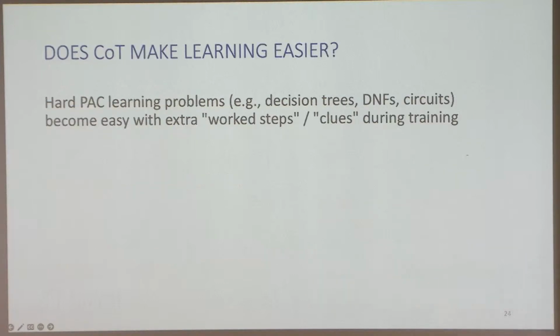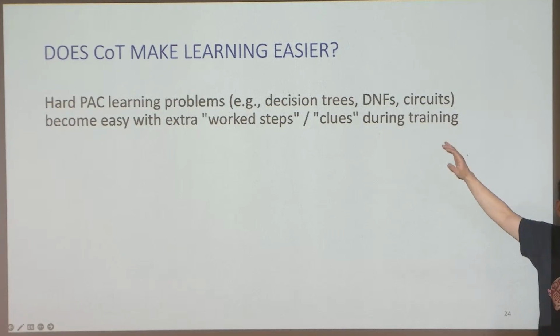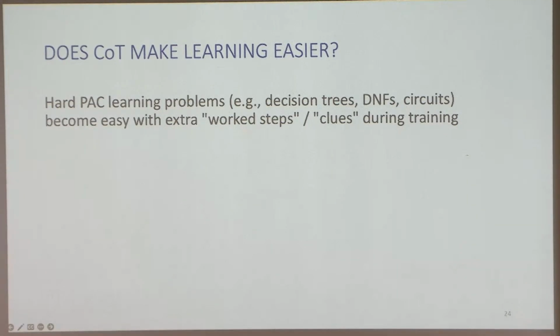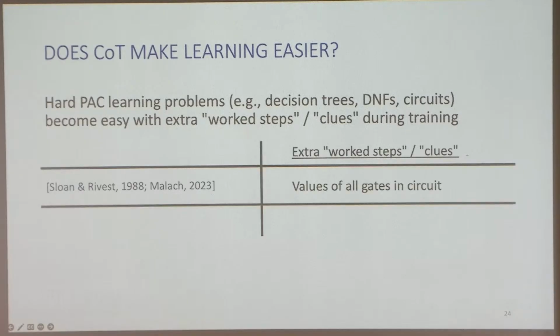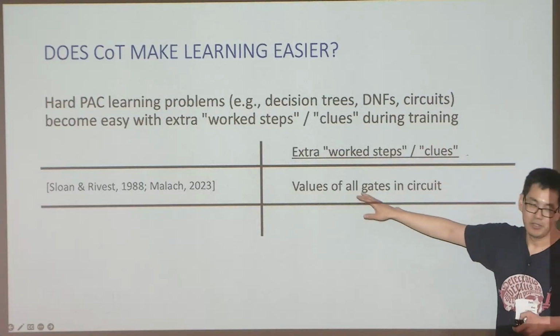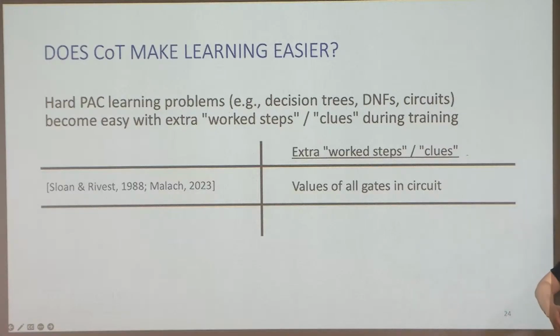This is something that has borne out in different PAC learning problems. In PAC learning, there are various concept classes that we think are very hard to learn, like decision trees, DNFs, arbitrary circuits. But they become much, much easier if you show it how to produce the correct answer. For example, if you want to learn a circuit, maybe at training time you don't just give the label of the output of the circuit, but you tell it the values of all the intermediate gates in the circuit. This makes learning a circuit very, very easy.